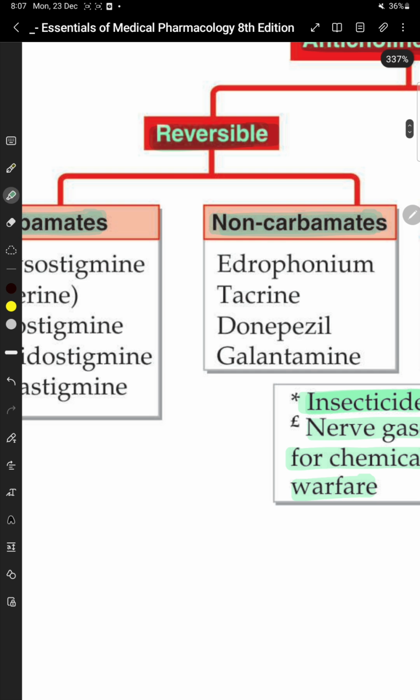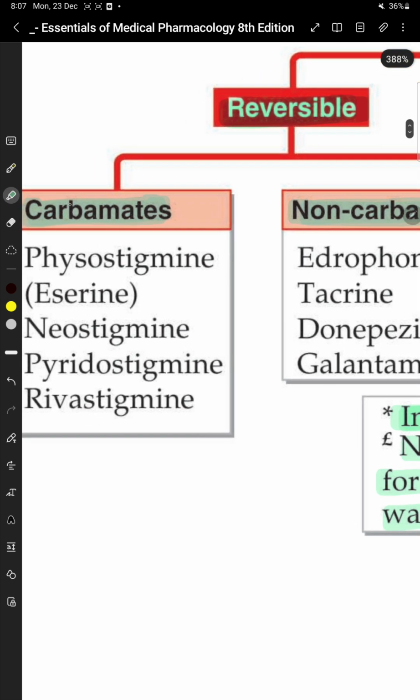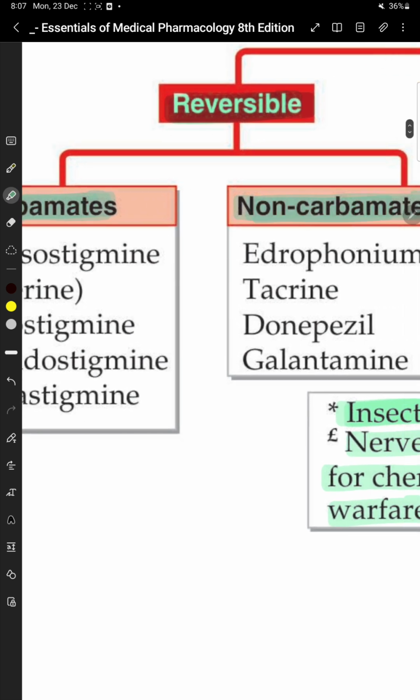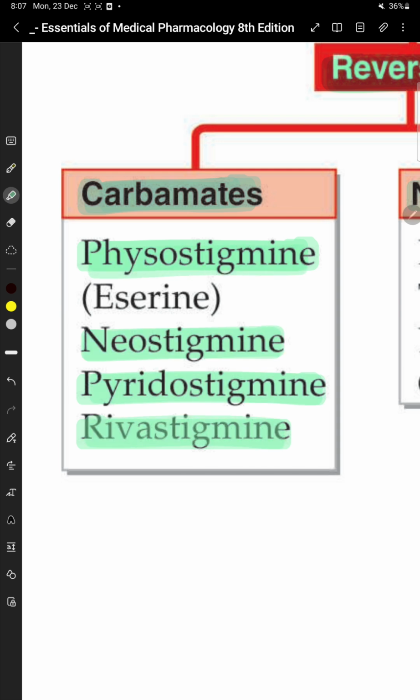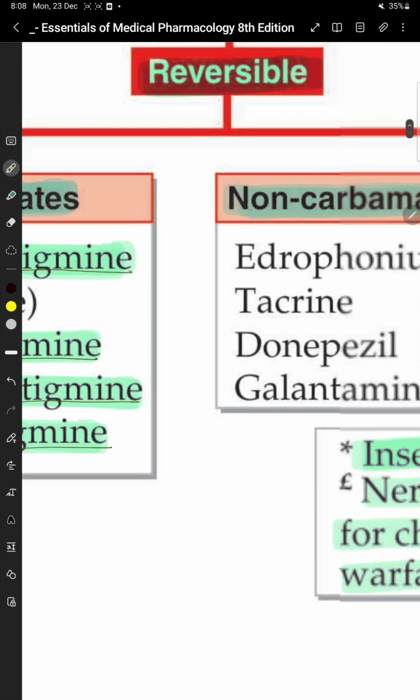Then in reversible anticholinesterases, we again have carbamates and non-carbamates. In carbamates: physostigmine or eserine, neostigmine, pyridostigmine, and rivastigmine. So these reversible carbamates end with the word stigmine: physostigmine, pyridostigmine, neostigmine, and rivastigmine.